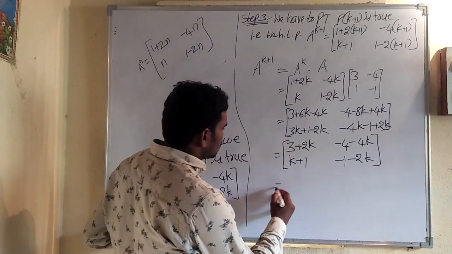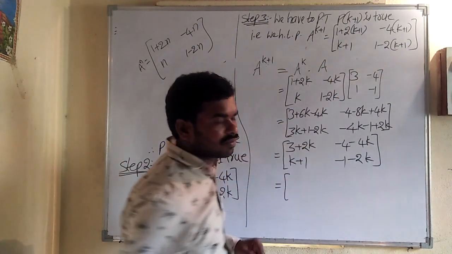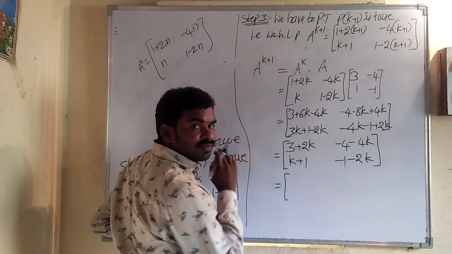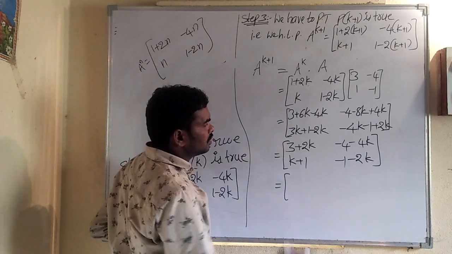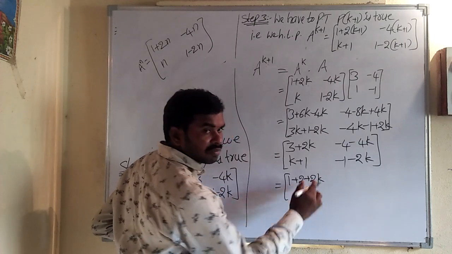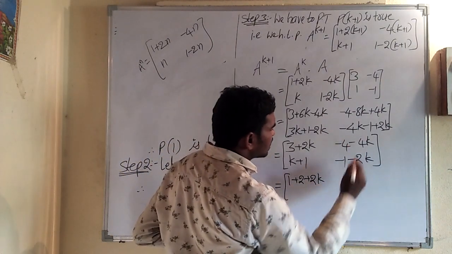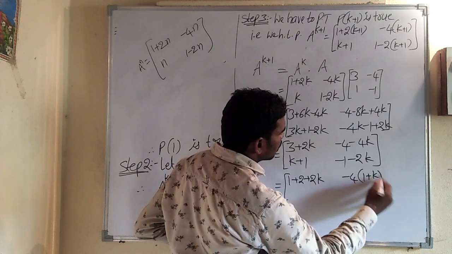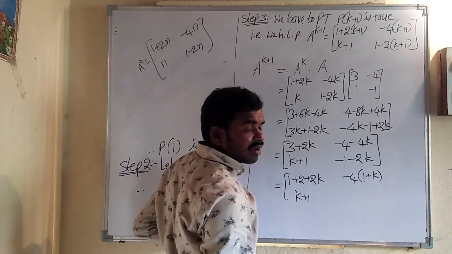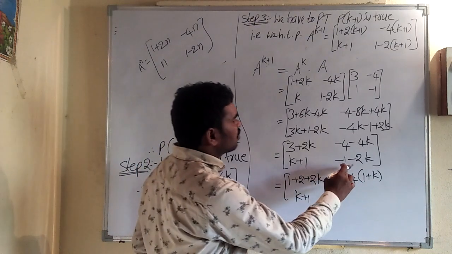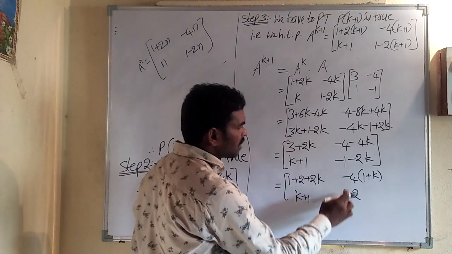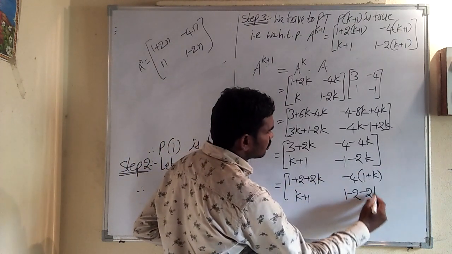Okay? Shall we write this in the form of this? See, 3 is there. If you write 1 plus 2, and plus 2k, you can take 2 in common. And here if you take minus 4 common, you will get 1 plus k. And here k plus 1 as it is. And here we should write plus 1, we should get. But we got minus 1. So we can write 1 minus 2 for this minus 1. Instead of minus 1, I am writing 1 minus 2. And minus 2k as it is.